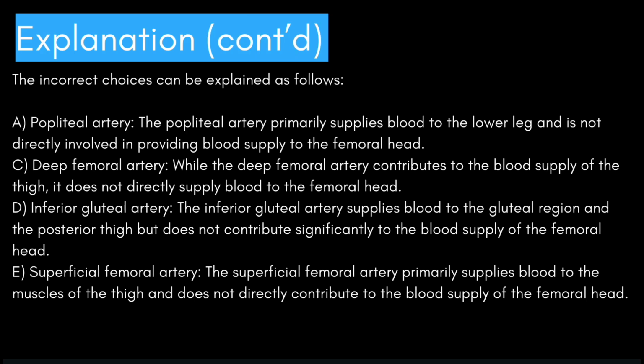Popliteal artery. Popliteal artery primarily supplies blood to the lower leg and is not directly involved in providing blood supply to the femoral head. Deep femoral artery. While the deep femoral artery contributes to the blood supply of the thigh, it does not directly supply blood to the femoral head. Inferior gluteal artery. Inferior gluteal artery supplies blood to the gluteal region and the posterior thigh, but does not contribute significantly to the blood supply of the femoral head.